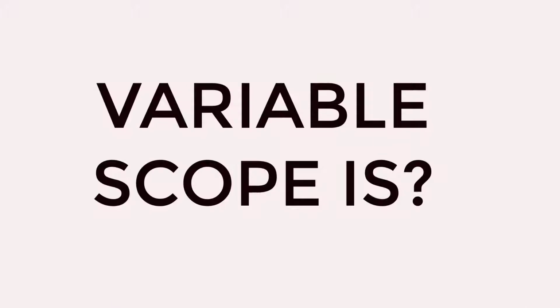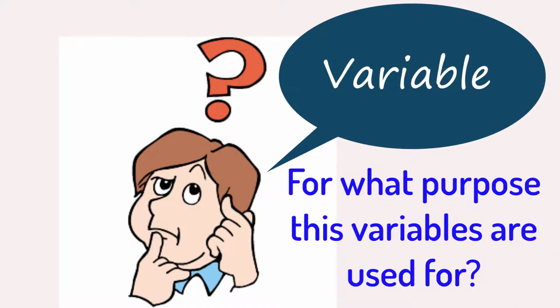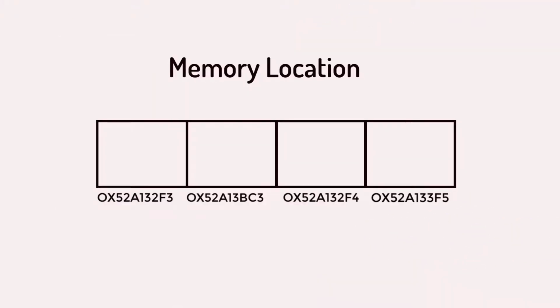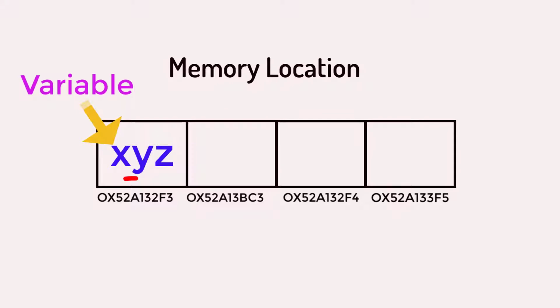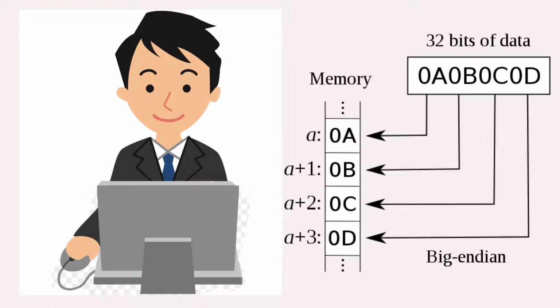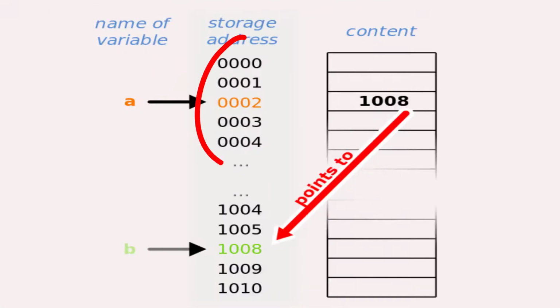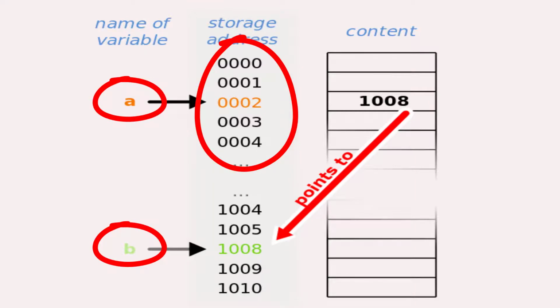Now let's see what variable scope is. Have you ever wondered what a variable is? For what purpose are these variables used? Variables are just a name given to a memory location or address. As a user of a computer, we do not know at what address the data are stored. The compiler randomly selects a free memory location that is suitable for the data to store. Whichever memory address is chosen, the variable name is linked or bound with that address.